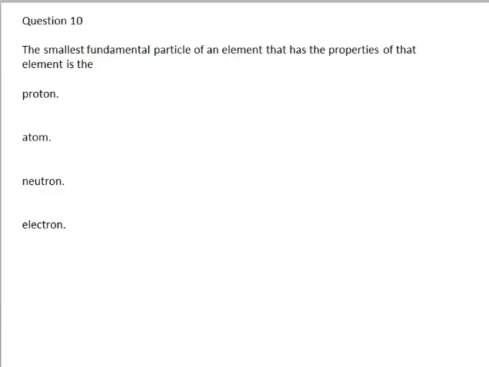So question number 10, the smallest fundamental particle of an element that has the properties of that element is, well, of an element, it's not the proton. Proton is used to make atoms. The neutron is used to make atoms. Electrons are used to make atoms. And depending on what ratio they come together in, fixes the identity of that atom or element. So in this case, the only choice is the atom.